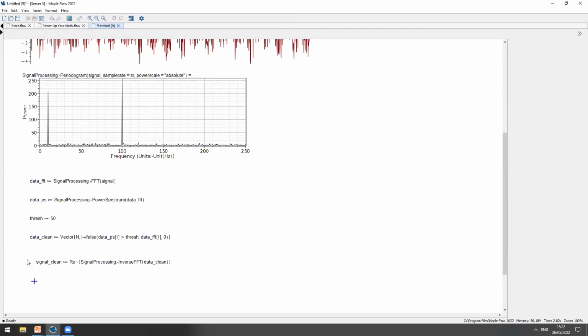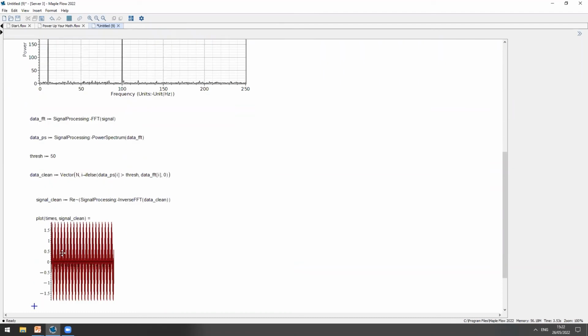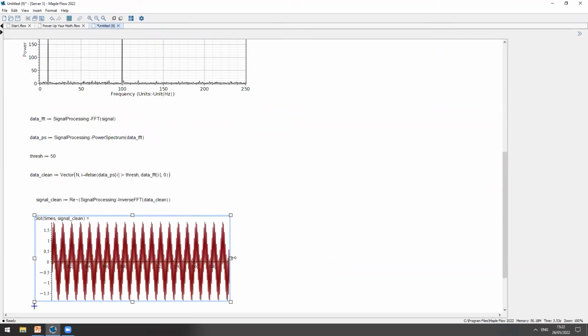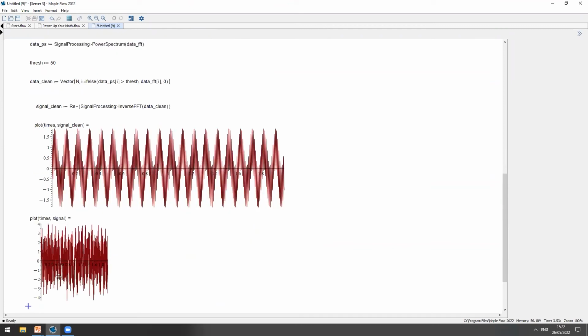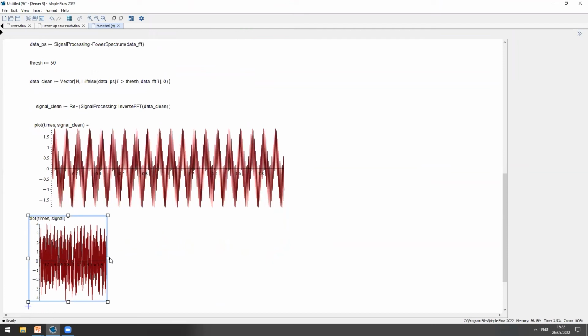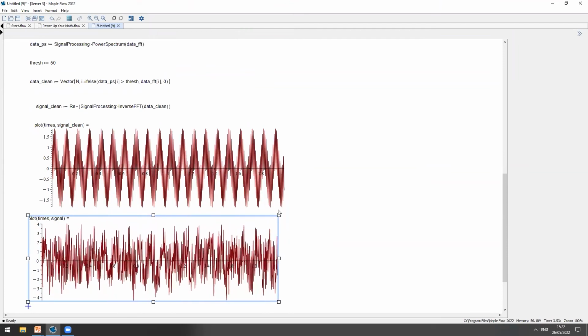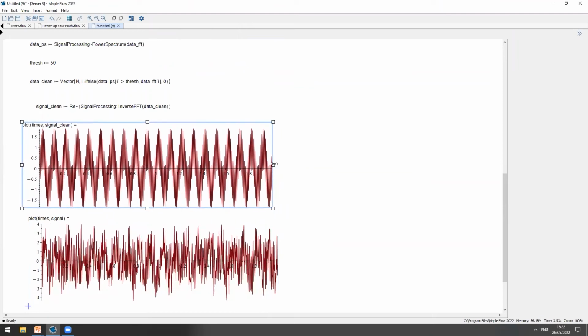All right, so now if I've done this correctly, what I should be able to do is plot the times against the clean signal. And let's expand this. And let's plot this alongside the original noisy data. So you can see we filtered out a lot of the noise. The signal is a lot smoother.